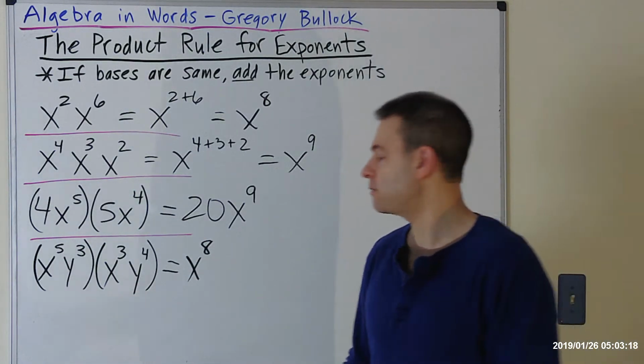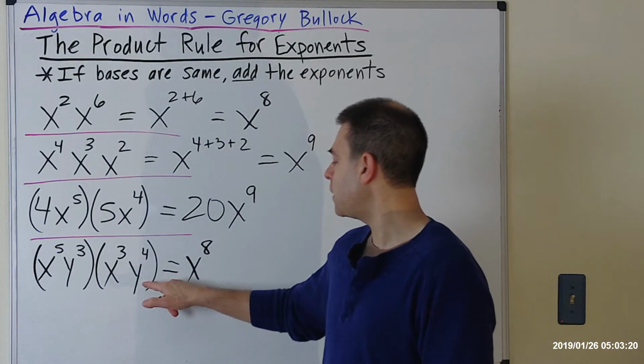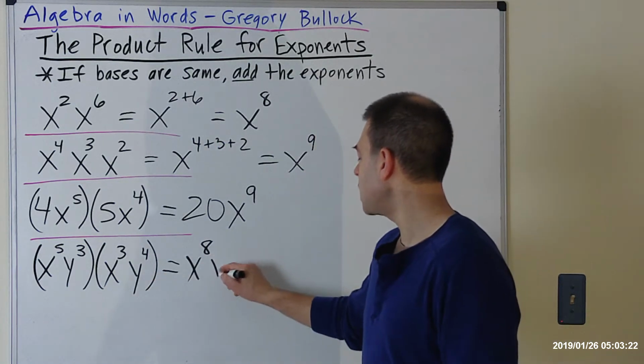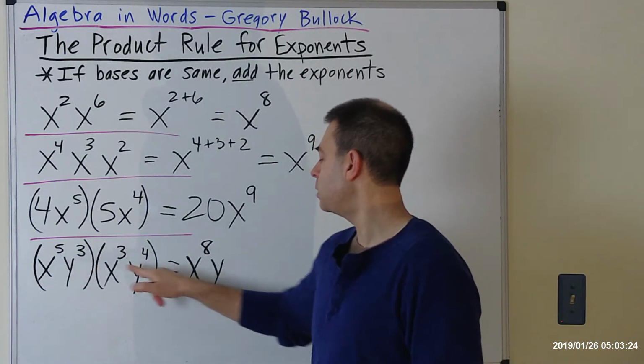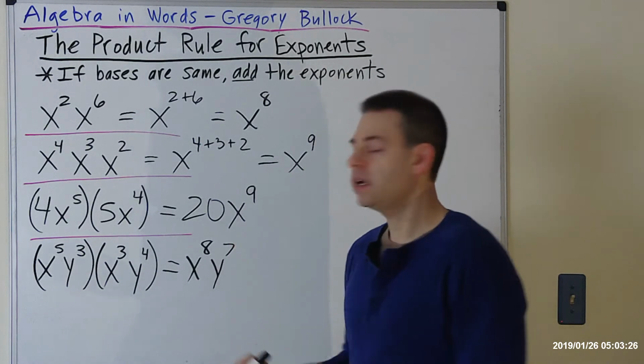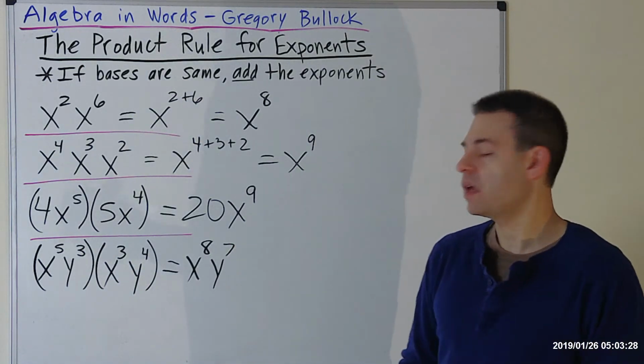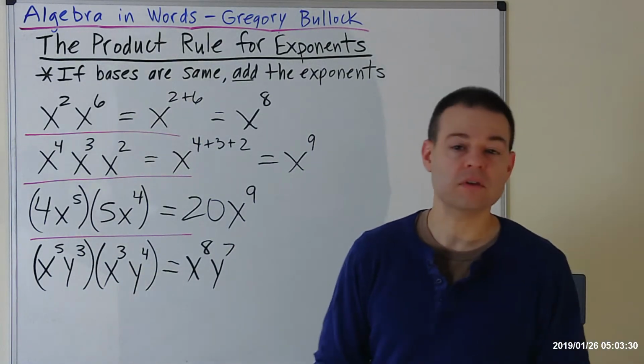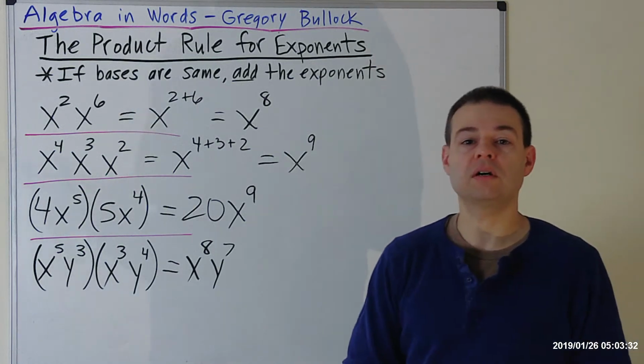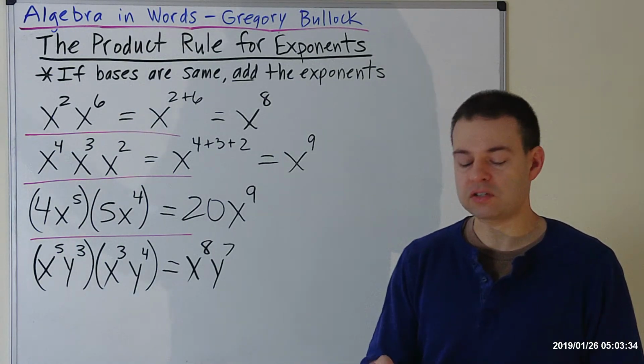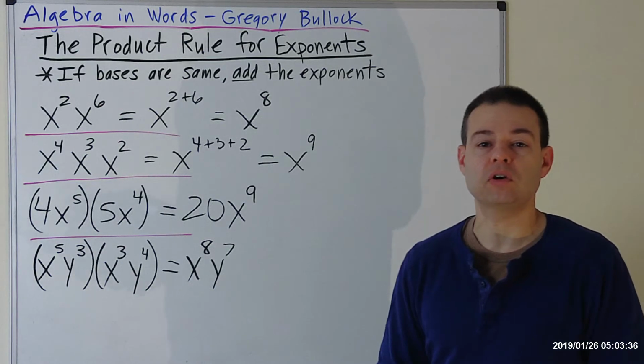Then move to the next variable. Y cubed times y to the fourth. Write the common base y. 3 plus 4 is 7, and that's how we arrive at the answer, x to the eighth, y to the seventh. So I'm gonna pause this, erase the board, and put a couple more difficult problems up.